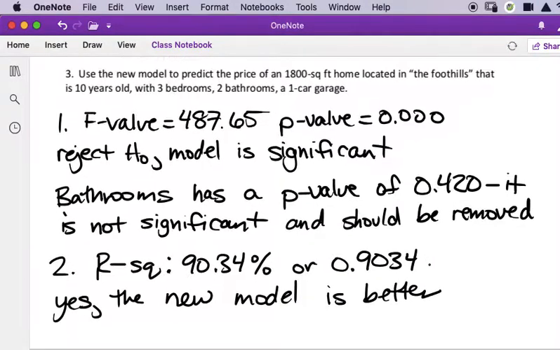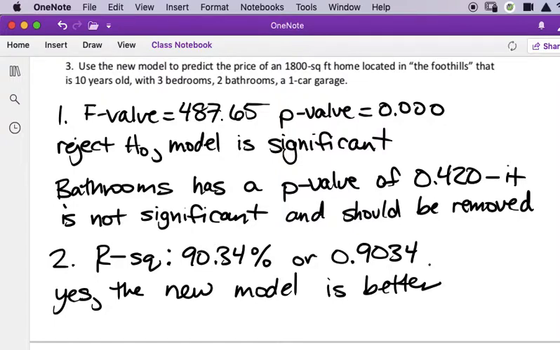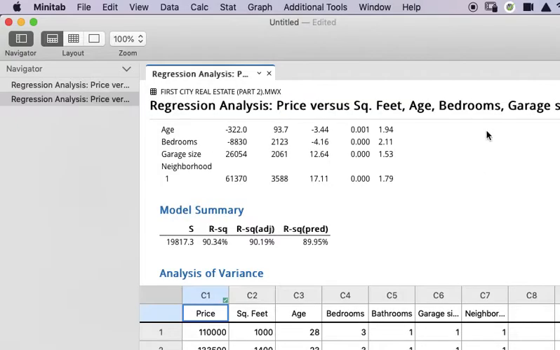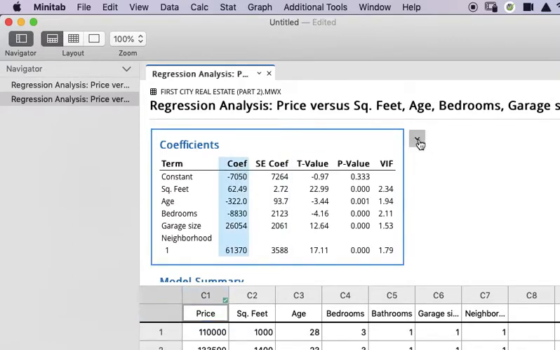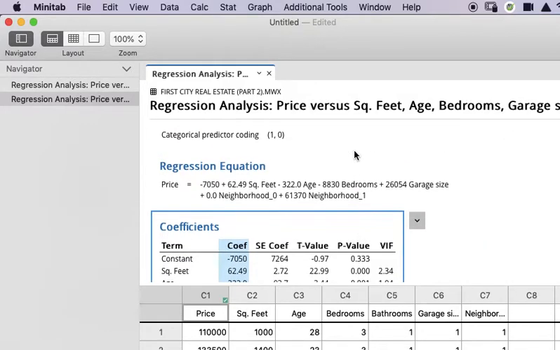And then question 3 is asking us to predict the price of a home. In order to predict the price of a home, we need to write down our equation. So I'm going to copy it down here from the Minitab output. Remember that if I needed more decimal points for the coefficients, I can get those by clicking on the coefficients box and changing the decimal places. In this case, I'm just going to use what they gave me.